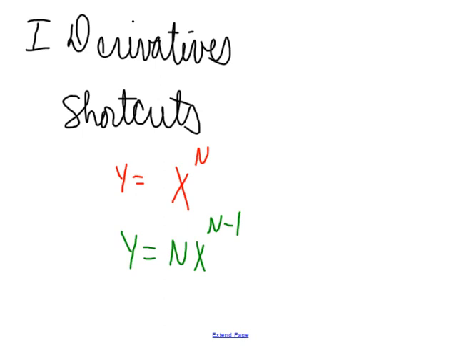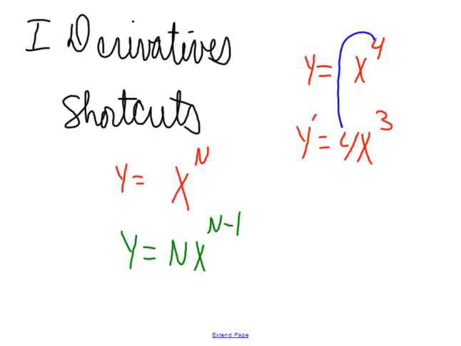When you have a power, the power just simply multiplies down front, and then the power gets smaller by 1. So, if I had x to the 4th power, the power multiplies down front, and then the power gets smaller by 1. That simple. Now you could do that with the limit of the difference quotient. You'll get the same answer every single time.